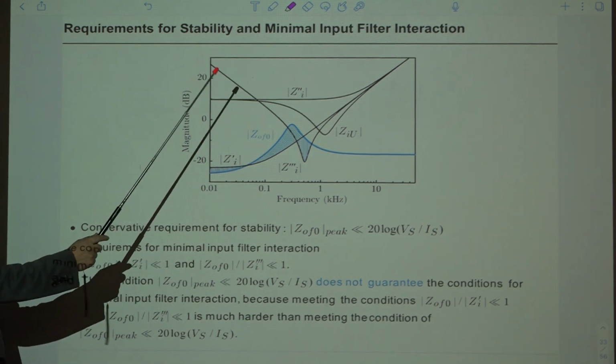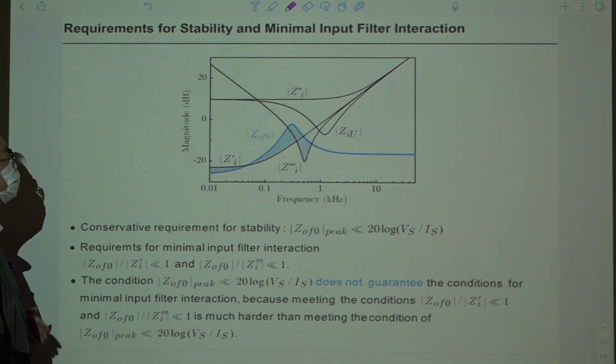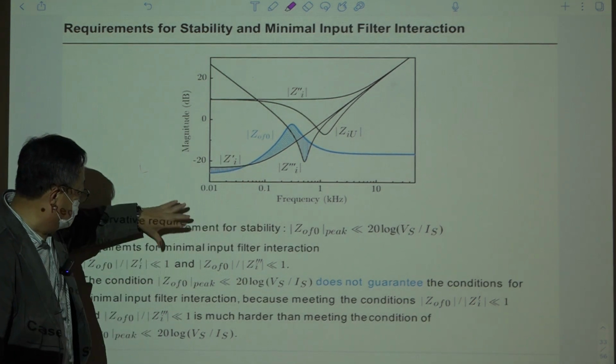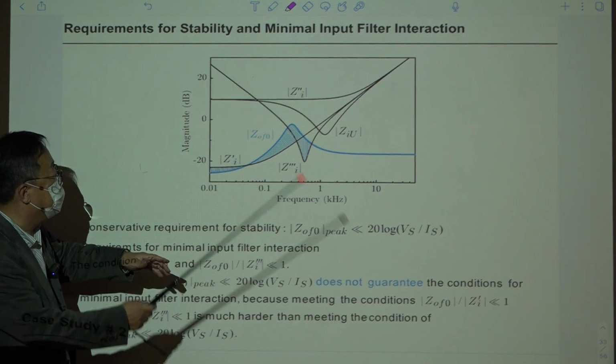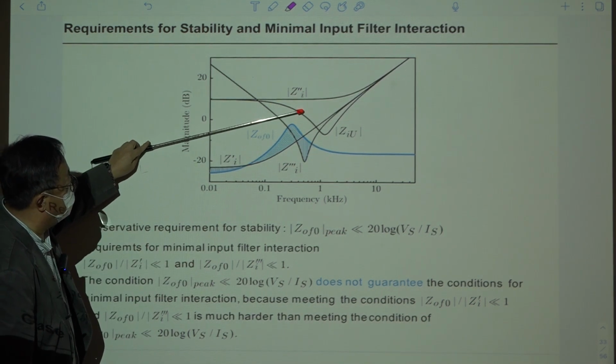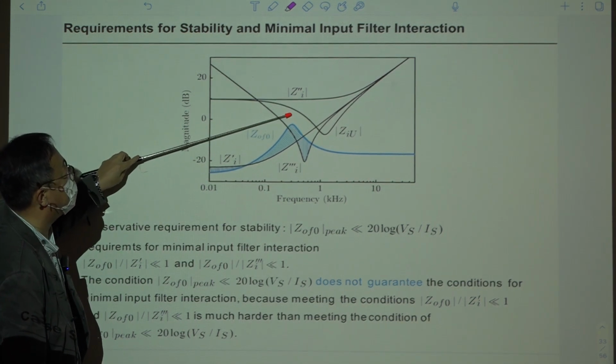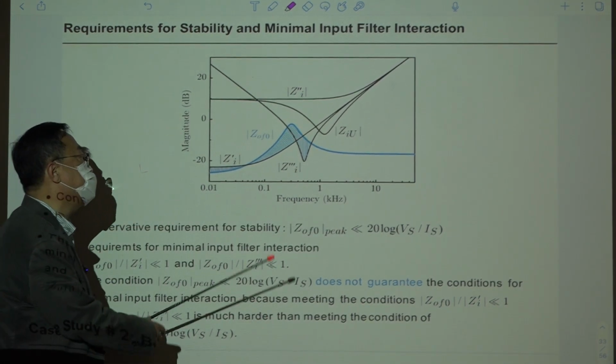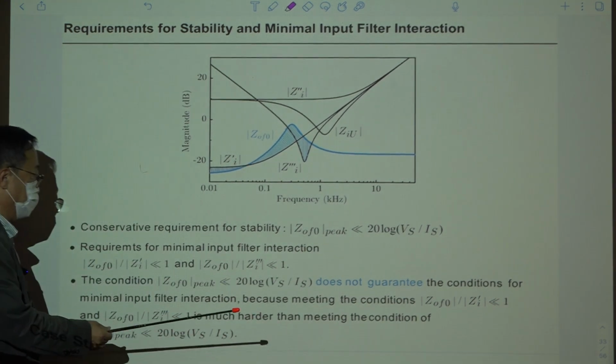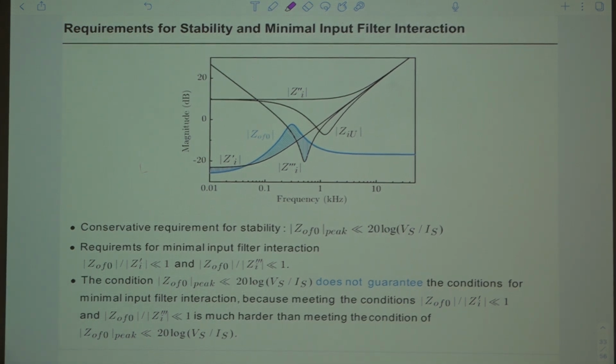Because you can just meet this, but that does not guarantee you are meeting the second and third conditions. To meet this one, this peak value should be somewhere here. Okay, this will meet the first requirement, but it fails to meet these two requirements. So for voltage mode control, the converter is prone to input filter interaction. Okay, performance change. Right. That is one problem of voltage mode control.